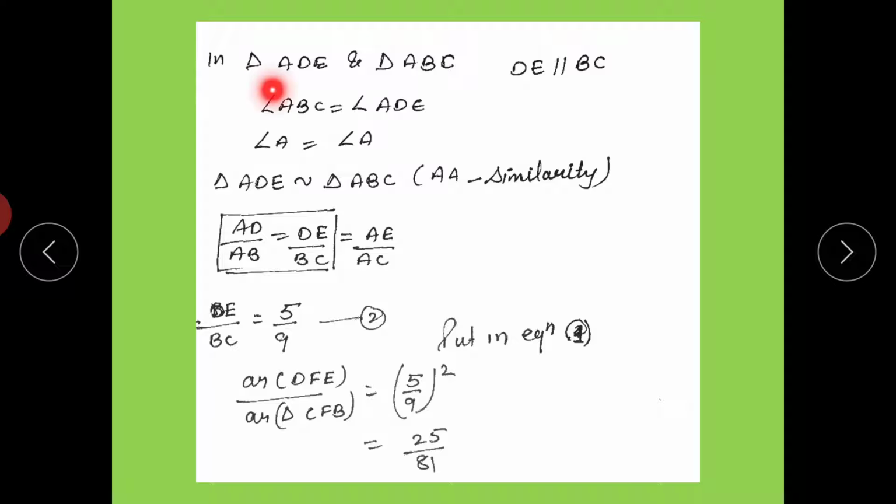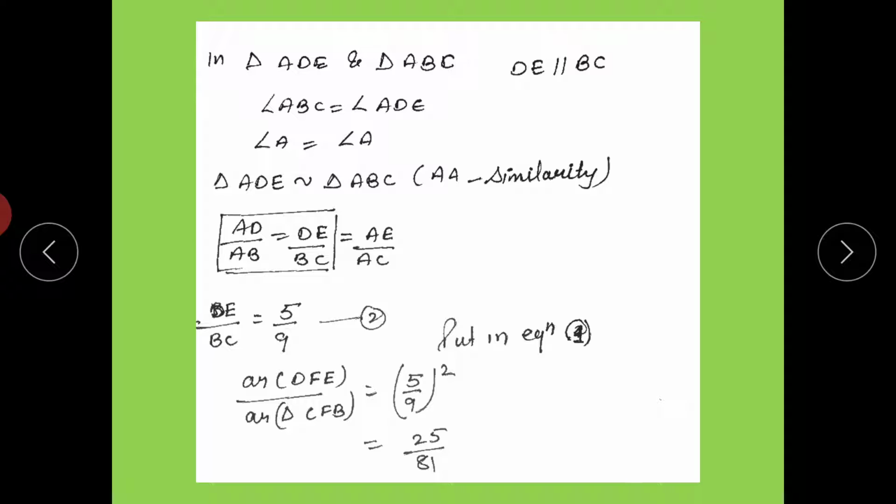Now in triangle ADE and triangle ABC, DE is parallel to BC, so angle ABC is equal to angle ADE, and angle A is equal to angle A, common. So these two triangles are similar by the AA similarity criterion.